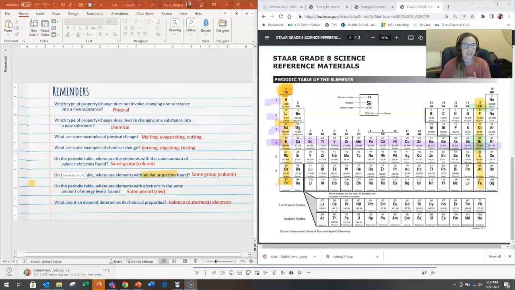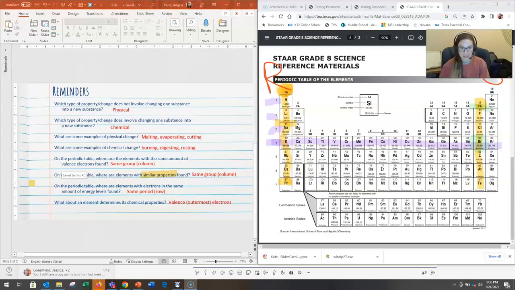And then finally, what about an element determines its chemical properties? Well, remember, we're talking about chemical properties. Valence electrons tell us the chemical properties of every element. How many valence electrons it has lets us know, is it going to be reactive? Is it going to be stable? Remember, the fewest valence electrons are going to be reactive, and if they've got more valence electrons, they're going to be stable. I hope this makes sense. If you have any questions, feel free to reach out.